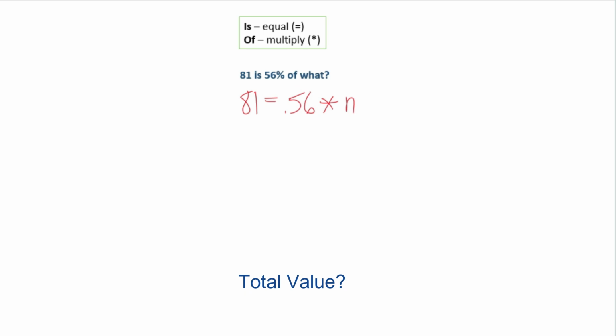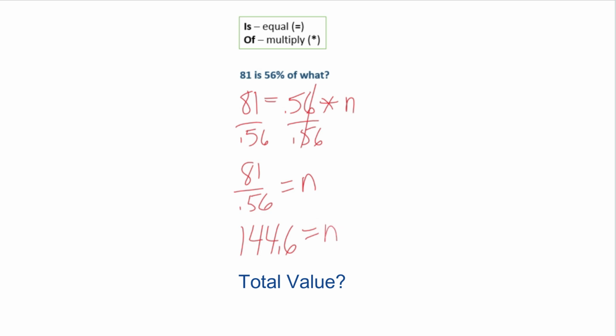So in order to get n by itself, we're going to divide both sides by 0.56. So this is going to be equal to 1. So we have 81 divided by 0.56 is equal to n. We get 144.6 is equal to n. So that's our total value for this equation.